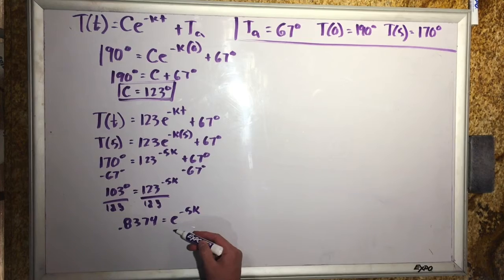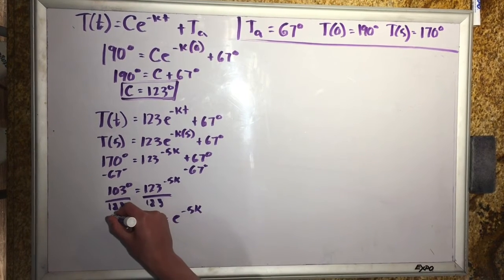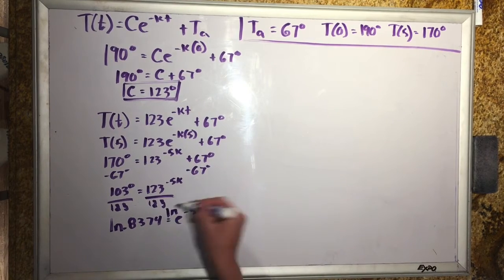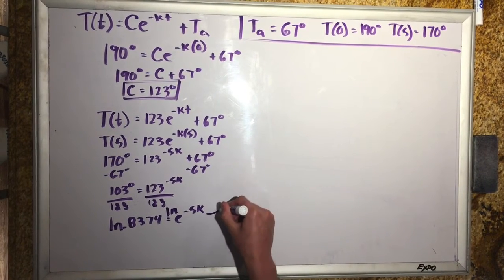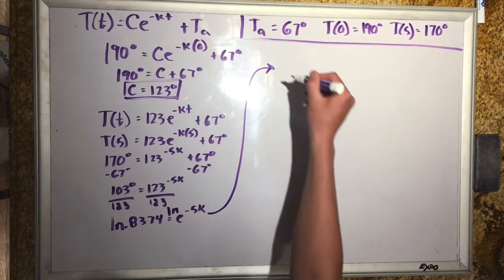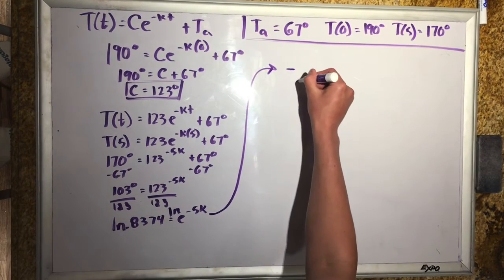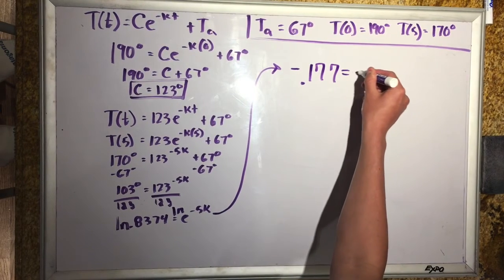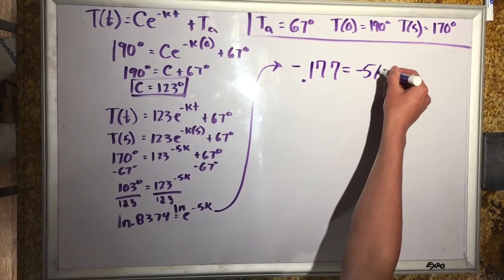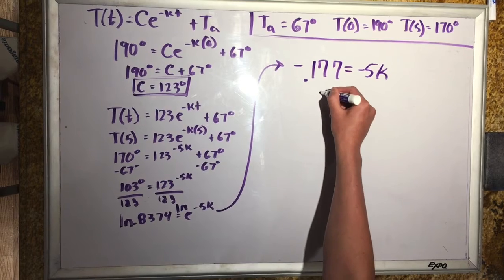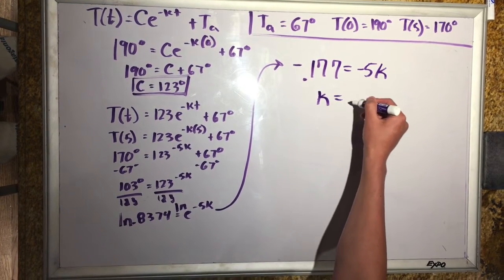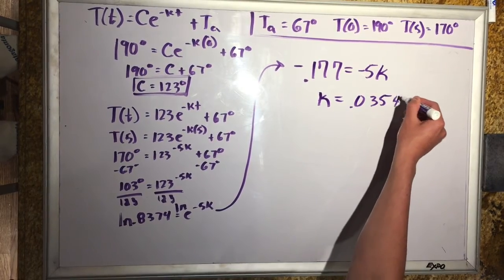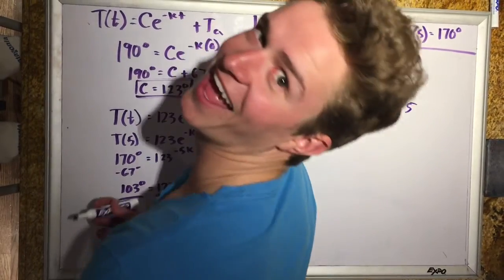Ah, an e to the power. Well, to get that, we're going to slip in an ln to both sides. This will cancel out the ln of e and just leave us with negative 5k, the exponent. From here, I can divide by negative 5, leaving off with this number. You try it now.